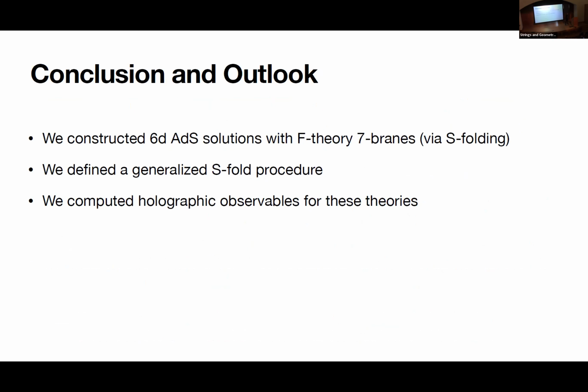Okay, so let me conclude. We have constructed a 6D AdS solution with F-theory 7-branes, and this construction goes via the S-fold. So we quotient by a symmetry, and we also apply an SL(2,Z) transformation. Moreover, we have defined a generalized S-fold procedure, which takes multiple copies of the parent theory and then quotients by the discrete symmetry. And we have computed holographic observables for these theories.